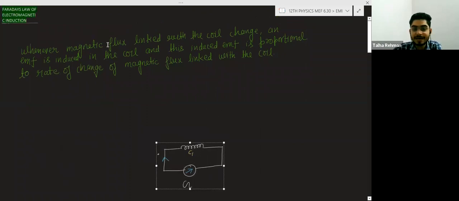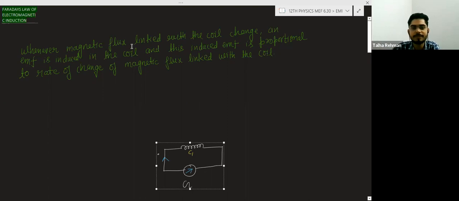Whenever the magnetic flux linked with the coil changes, the change can be an increase or a decrease. If something is changing, suppose the velocity is changing. Initially, the velocity is 2 meters per second. Finally, the velocity is 4 meters per second. The velocity is increasing; increasing means changing. Suppose the velocity is decreasing from 2 to 1 meter per second. This decreasing is also a change. Change means either increasing or decreasing.